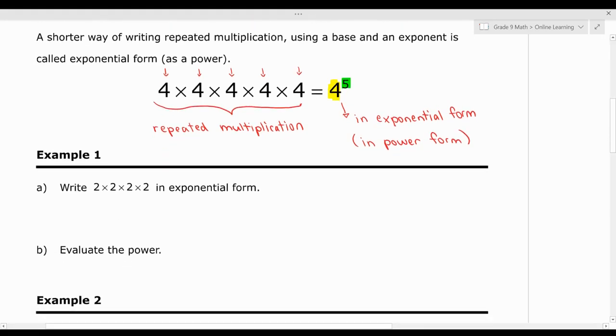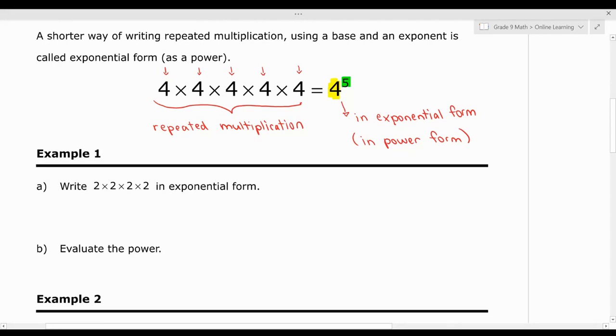Let's practice this. Example 1. So it tells you write 2 times 2 times 2 times 2 in exponential form. So as a reminder, this form here, this is called repeated multiplication. I'm also going to point out sometimes it'll be referred to as expanded form. So you might come across that. Okay, so if I have 2 times 2 times 2 times 2, that would be in repeated multiplication form or expanded form.